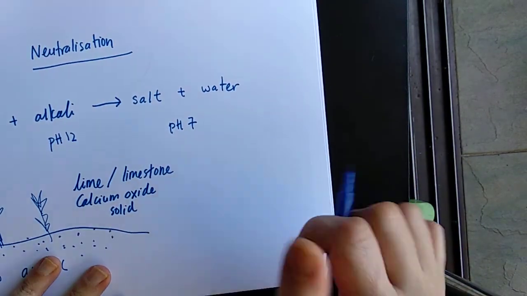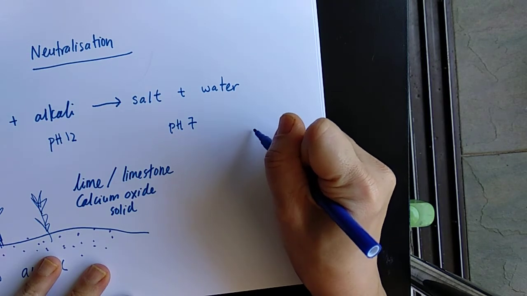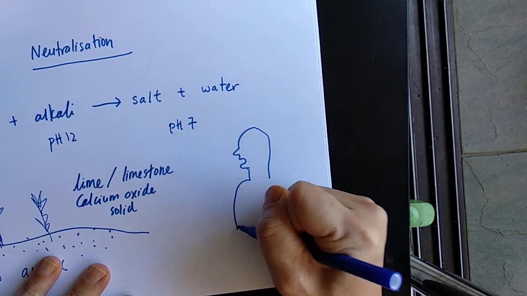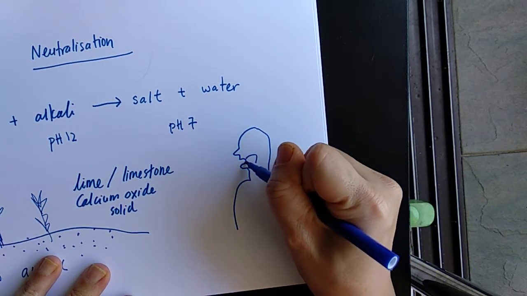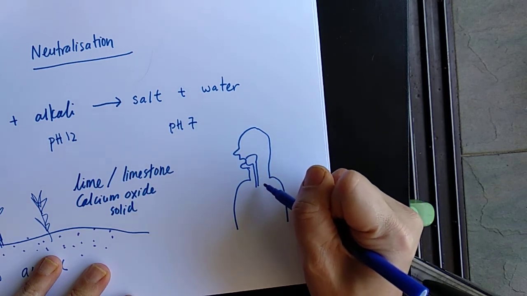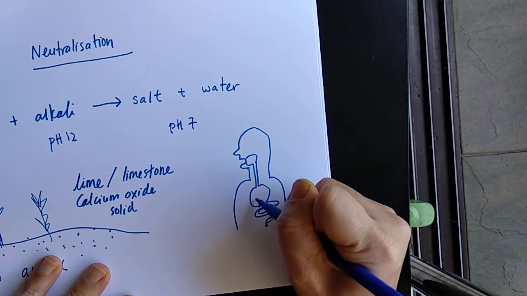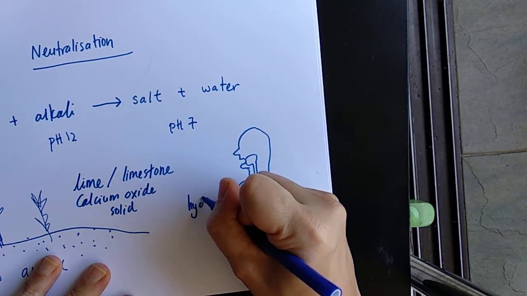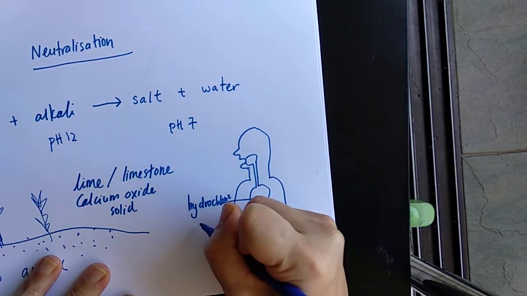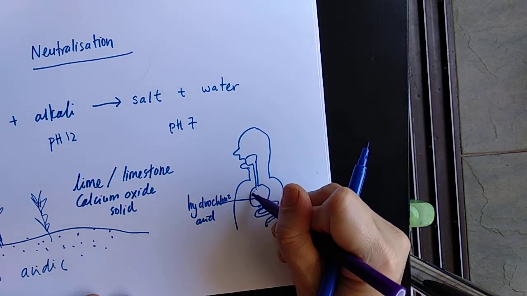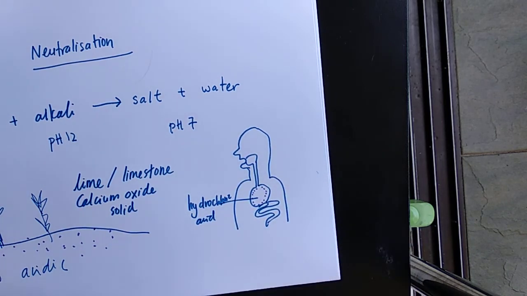Now, in our bodies, we have our digestive system. And I think all of you know by now that this is our mouth, this is our esophagus, and this is our stomach. Now, our stomach has hydrochloric acid. Although it's a very strong acid, on normal days it doesn't really hurt us because there is a lining on our stomach. The lining on our stomach protects our stomach from hydrochloric acid.